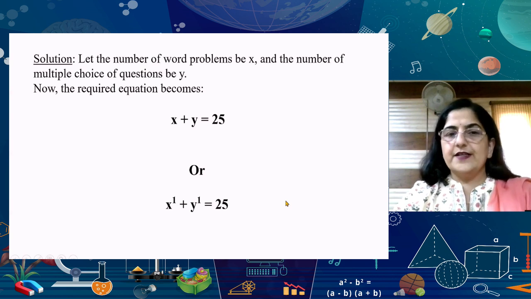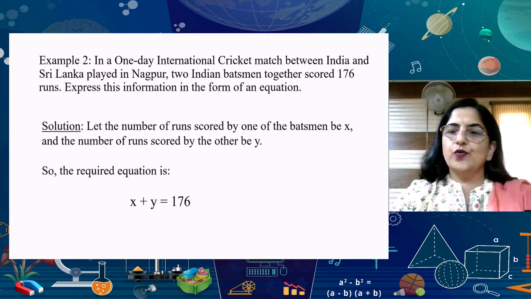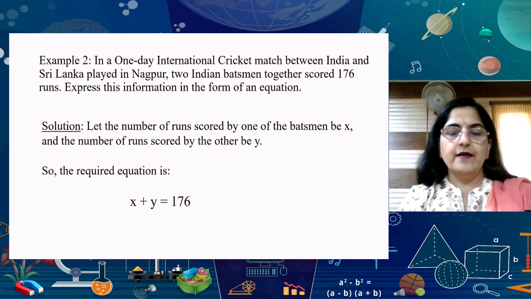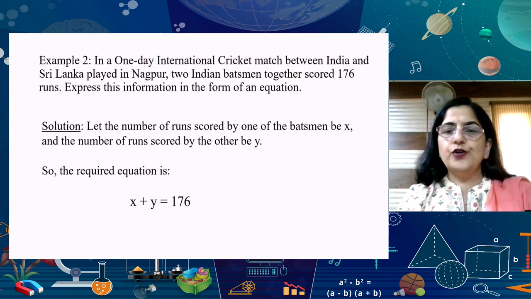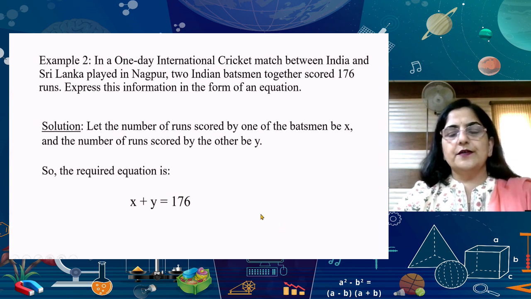So this is a linear equation in two variables. Let's take one more example. In a one-day international cricket match between India and Sri Lanka played in Nagpur, two Indian batsmen together score 176. We know the total score of the batsmen is 176, but we do not know the score of either batsman. So let the number of runs scored by one of the batsmen be X, and the number of runs scored by the other batsman be Y. The required equation becomes X plus Y is equal to 176. So again, this is a linear equation in two variables.